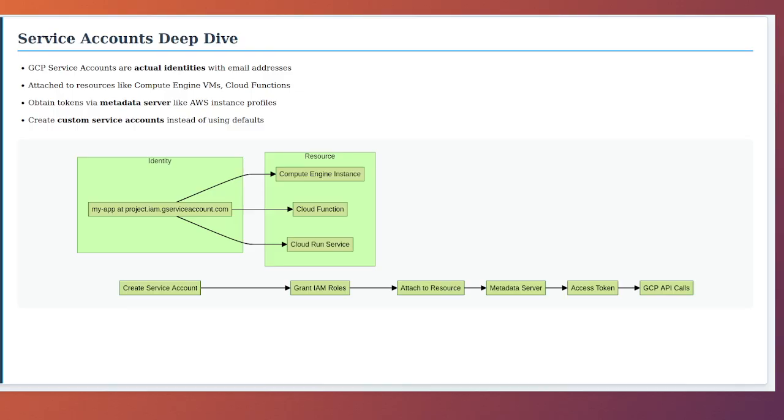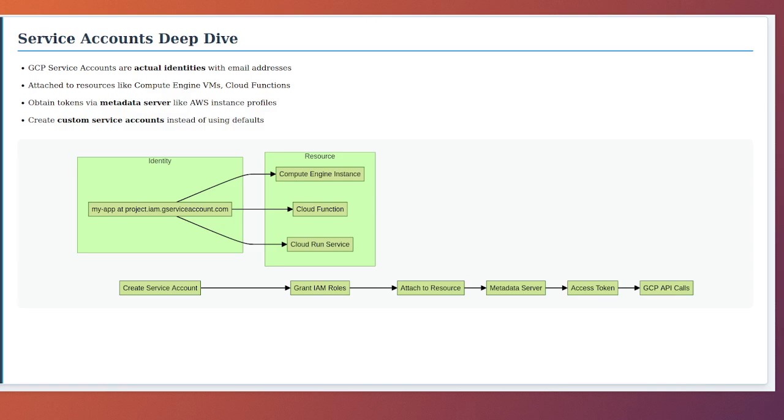In GCP, a service account is an actual identity, similar to a user account but designed for applications and services. Each service account has its own email address in the format name@project.iam.gserviceaccount.com. You can create service accounts, grant them roles just like you would grant roles to human users, and then attach them to GCP resources like Compute Engine instances, Cloud Functions, or Cloud Run services.